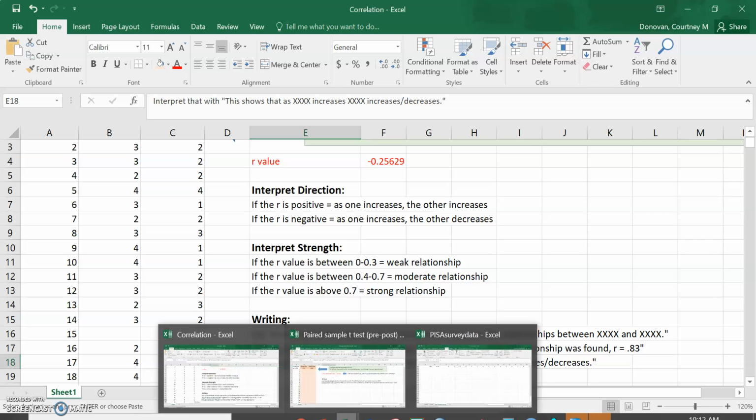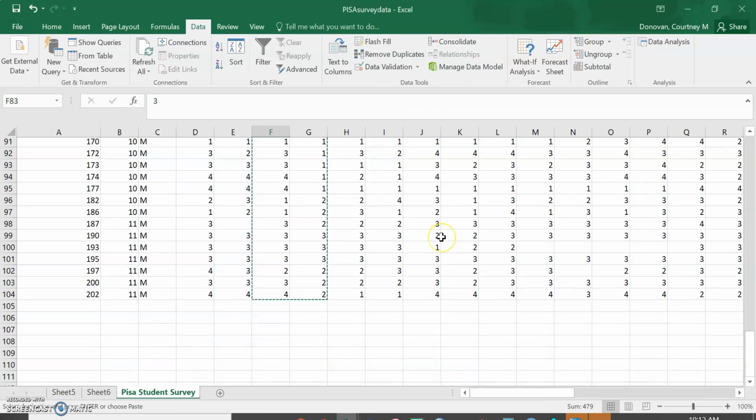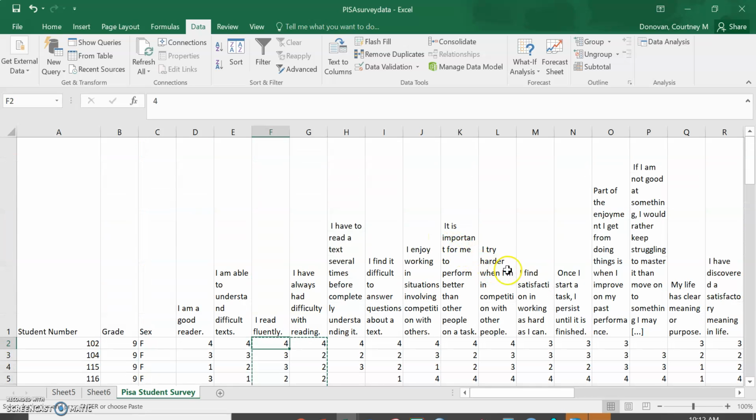We can go back and do this with any of these items, and there's a lot that could be really interesting to see what's related. So feel free to play around with the relationships between these items.